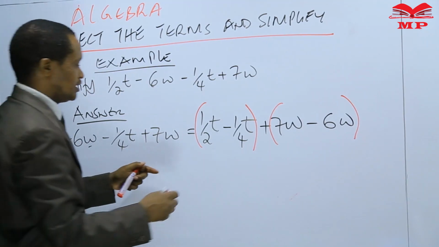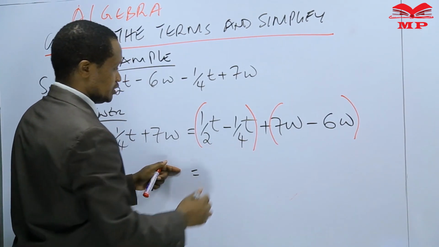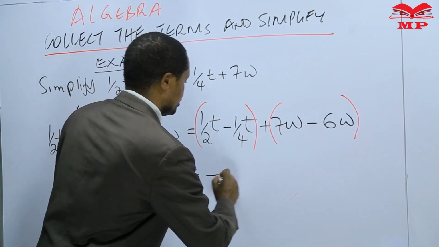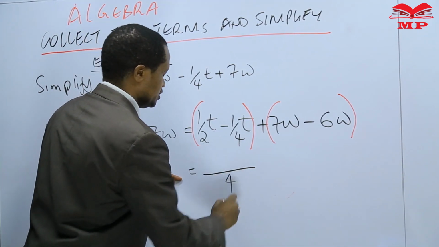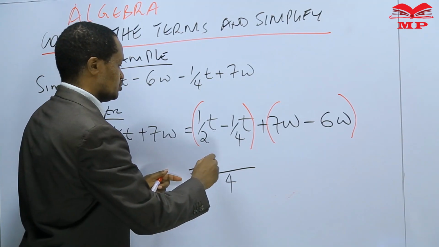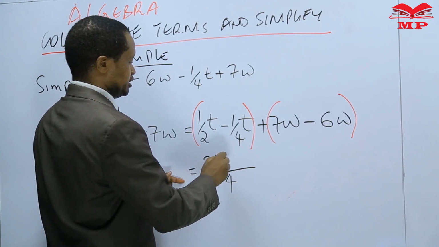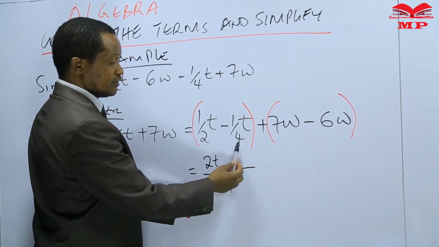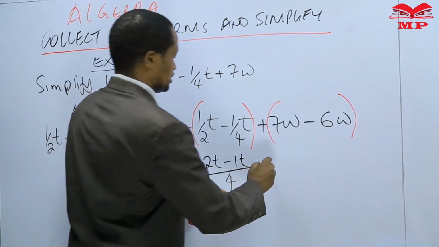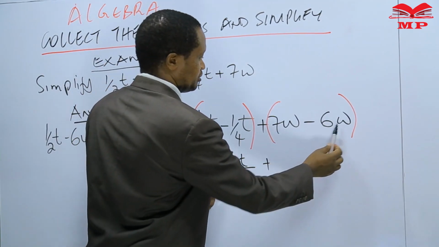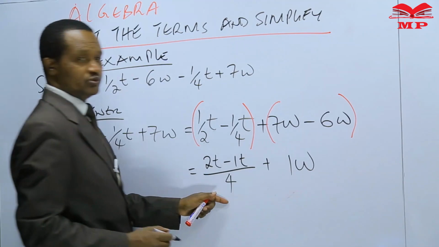We can now go ahead and simplify. These are fractions, so we simplify by LCM. The LCM of 2 and 4 is 4. So 4 divided by 2 times 1 is 2t. Then 4 divided by 4 is 1 times 1, minus 1t. Plus 7w minus 6w is equal to 1w.